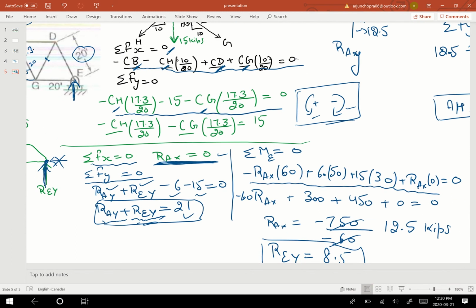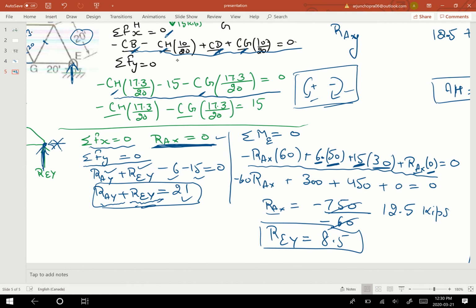So this is the force, this is the perpendicular distance 50, this is the force, again 15 kips times the perpendicular distance. And RAX, because there is no perpendicular distance from point E, I've considered it 0. So from here I will be able to find the RAX value. RAX value comes out to be 12.5 kips. And then if I put this value back in this equation, I will be able to find REY also, which is 8.5.